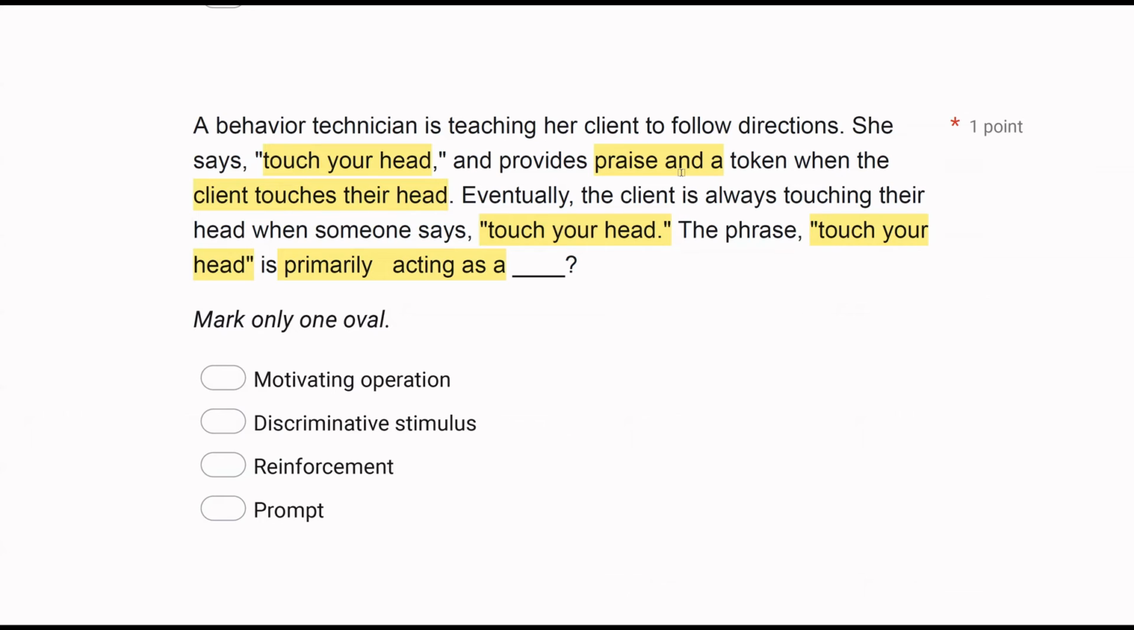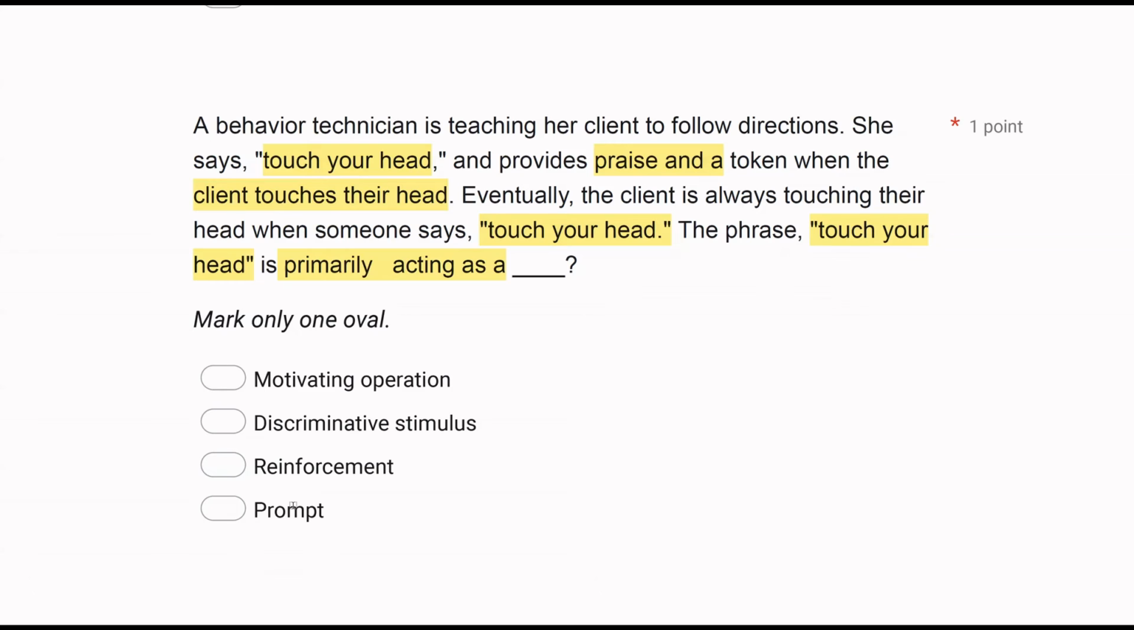And when you have something that's evoking behavior that is saying to your client, hey, this consequence is available, that is an SD or a B discriminative stimulus. So touch your head is acting as the SD. It's not the reinforcer, right? Because it's the antecedent, and reinforcement is a consequence. We know praise and tokens are the reinforcement.